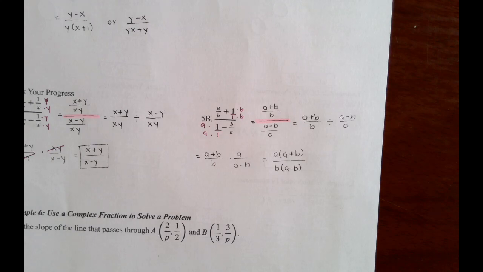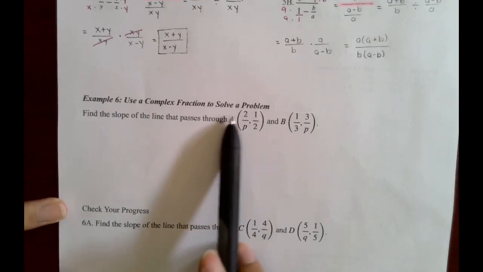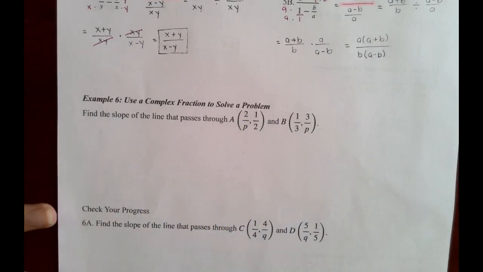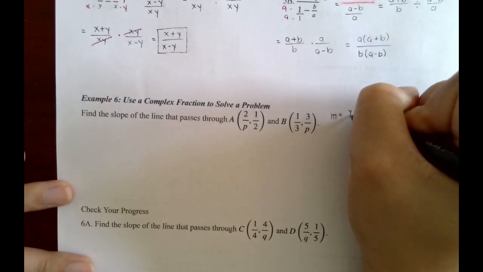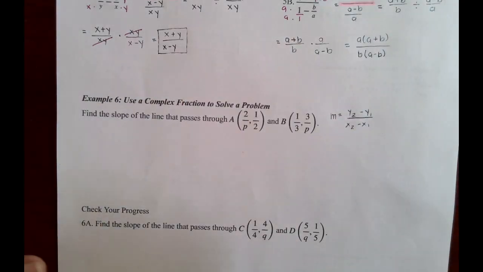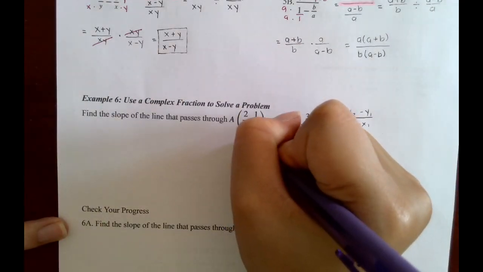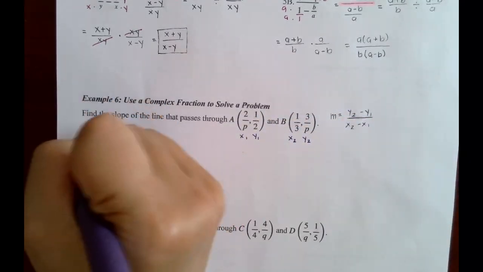Okay, so the last part here is using a complex fraction to solve a problem. So here it is asking to find the slope of the line that passes through A, which has this coordinate, and B that has this. Okay? So if you remember your slope formula, it is y2 minus y1 over x2 minus x1. Okay? So all I'm going to do is make one of these x1, y1, and the other one x2, y2, and plug it into my formula.